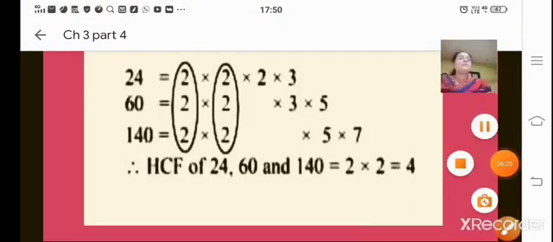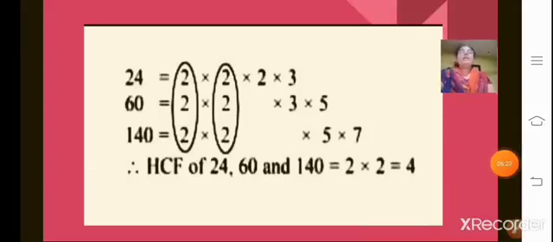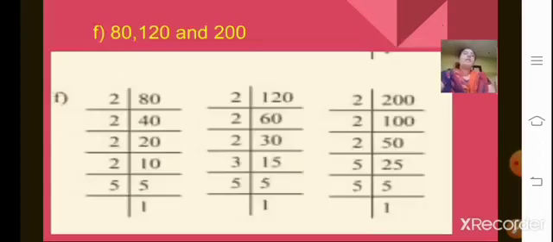Now to find the highest common factor, the number should be common, that is, in all the 3 numbers. Coming to the next sum, you have to find again the HCF of 80, 120 and 200.